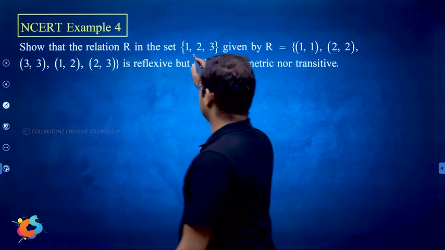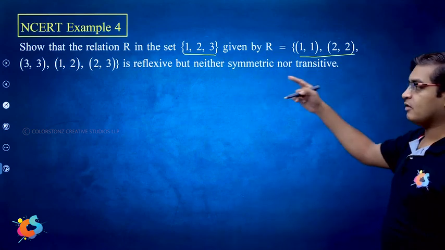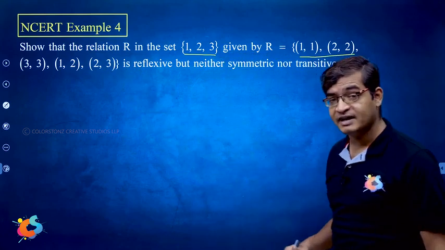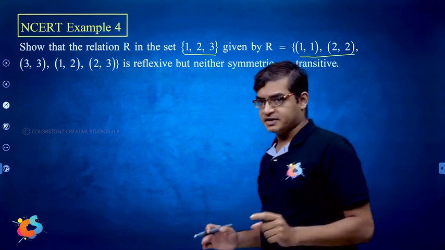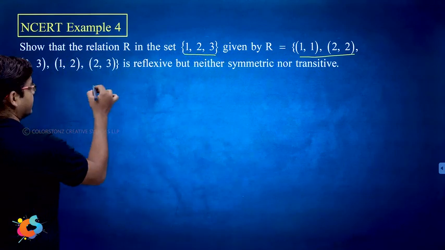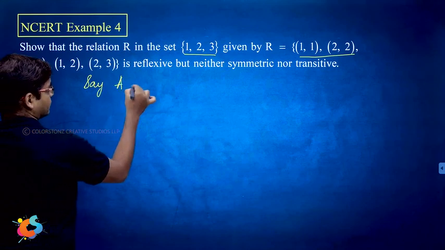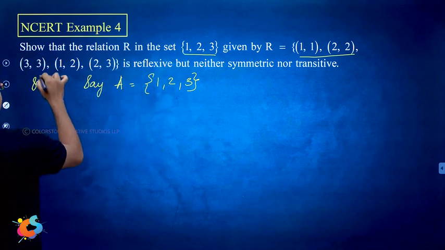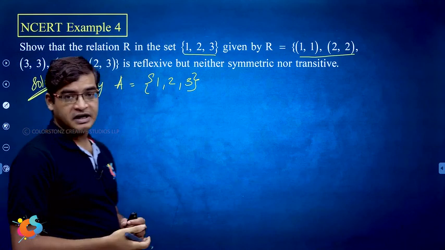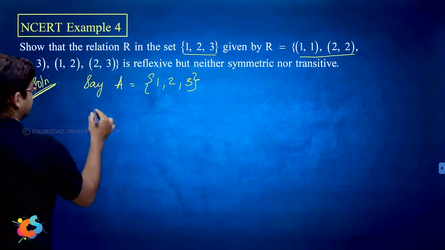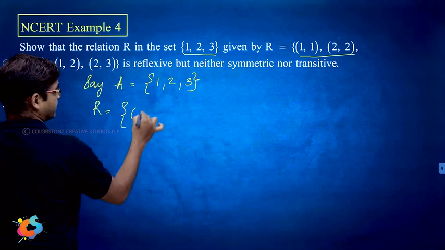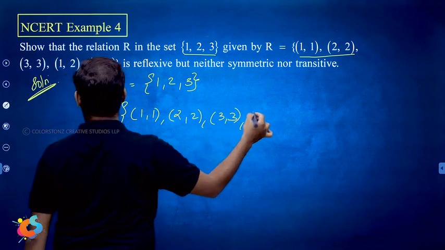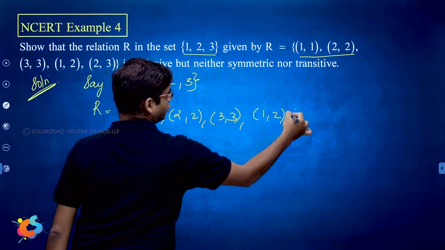Show that R in set 1, 2, 3 given by R is equal to (1,1), (2,2), (3,3), (1,2), (2,3) is reflexive but neither symmetric nor transitive. So we are given a relation and we are given a set. So let us say our set is set A. Because here there is no name given for that set, I am giving a name that is set A. Okay. So R is defined on this set A and R is having these ordered pairs (1,1), (2,2), (3,3) and (1,2) and (2,3).